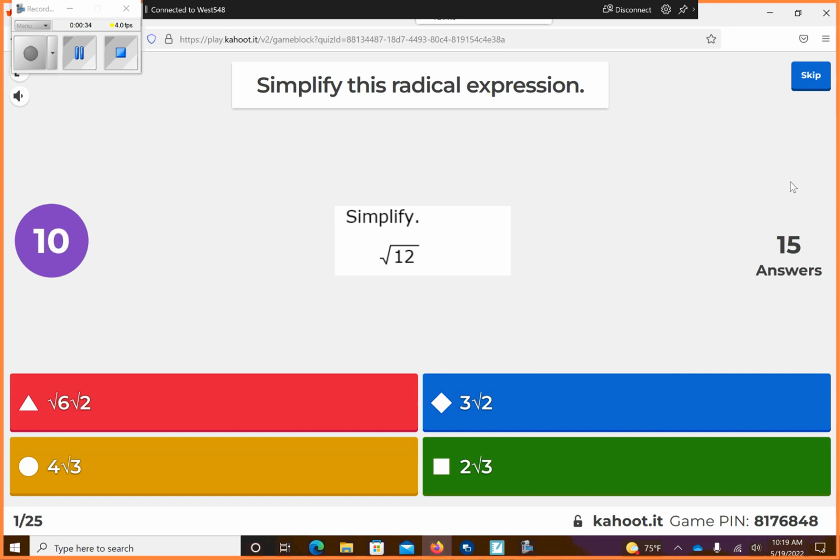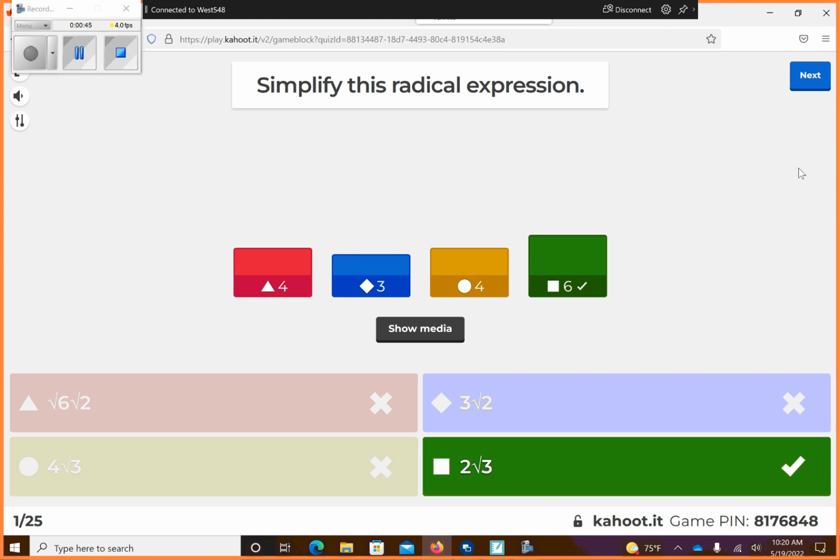So if you're getting stuck on it, remember you can break 12 down to 4 and 3, and then take the square root of 4 and get 2, so you get 2 root 3. All right, 6 of you got it right. Those who didn't get it right, do you see where you made your error?